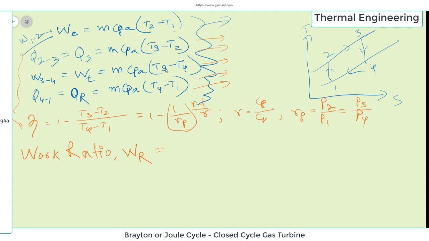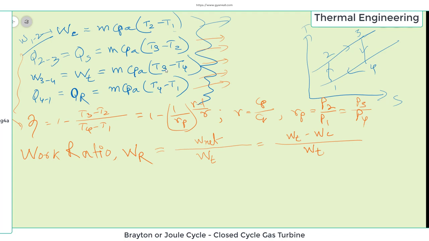WR is equal to what? W net. What is W net? Net work output divided by WT. That means net work output divided by turbine work output. And that is equal to what? W net is WT minus WC. Turbine work minus compressor work, divided by WT.